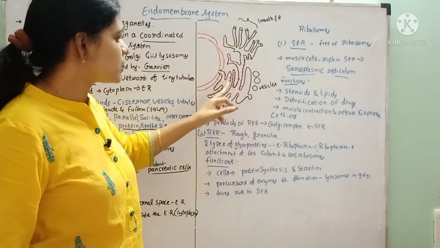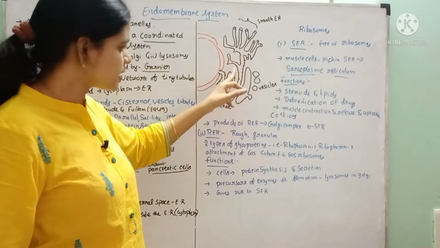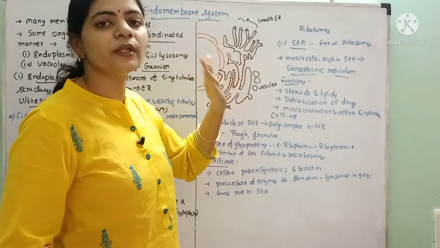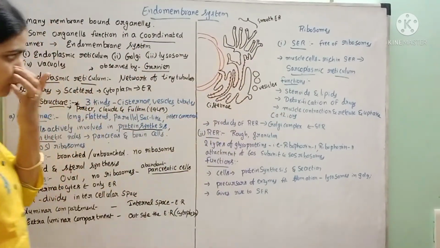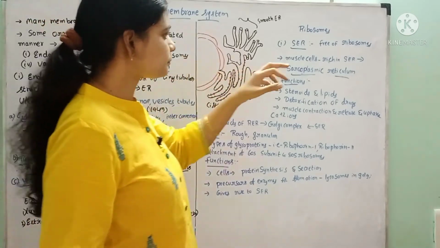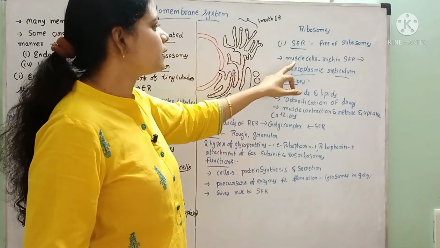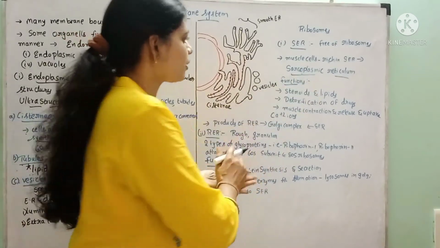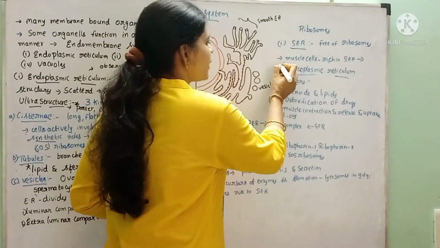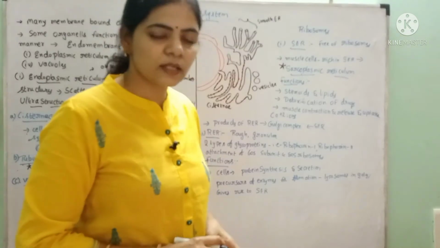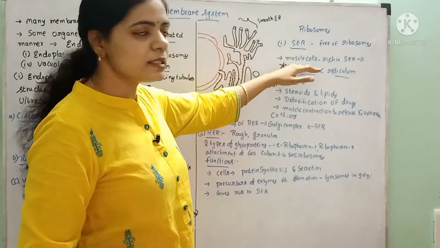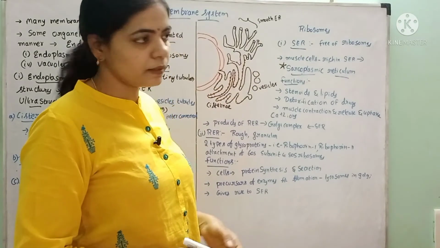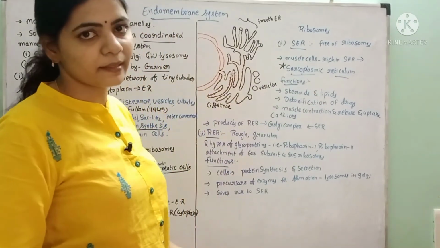See here, this rough endoplasmic reticulum is granular and rough, whereas the smooth endoplasmic reticulum without any ribosomes appears smooth. And here, the muscle cells which are rich in smooth endoplasmic reticulum are also called sarcoplasmic reticulum. So what is the sarcoplasmic reticulum? The muscle cells which consist of smooth endoplasmic reticulum are called sarcoplasmic reticulum.